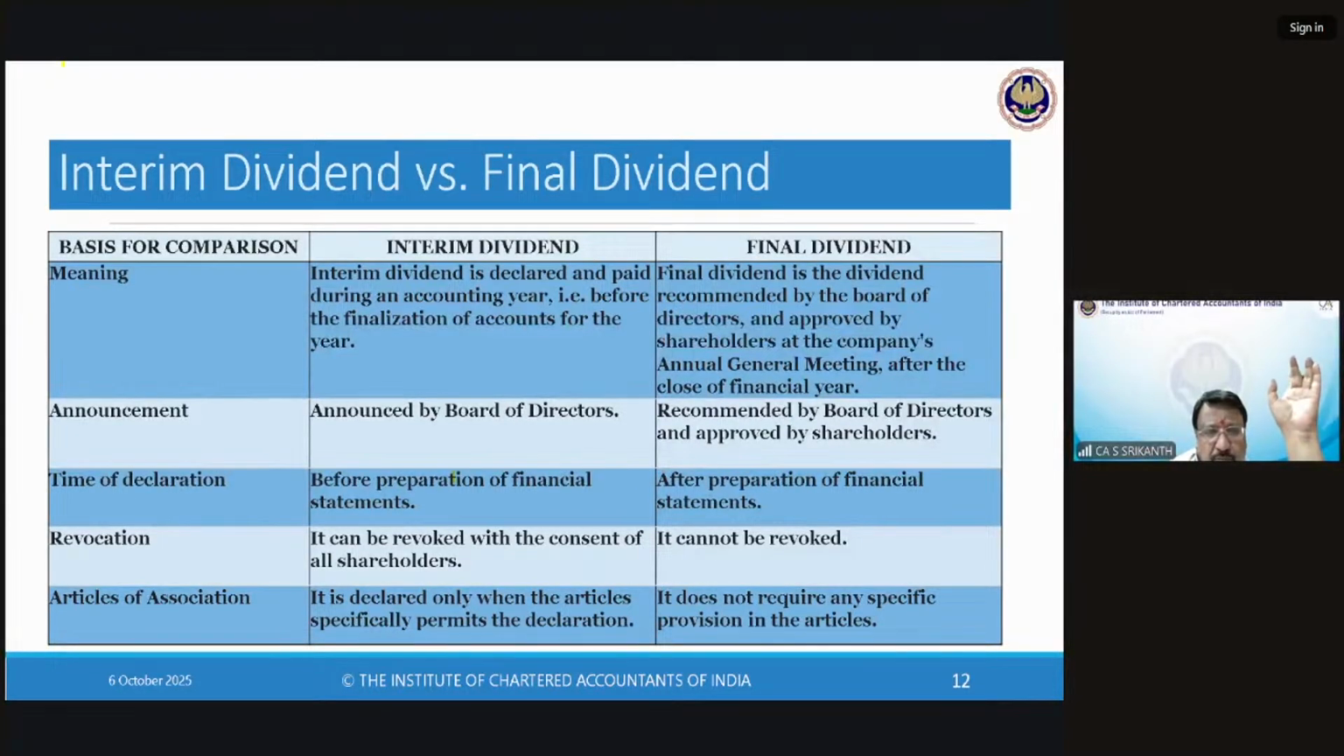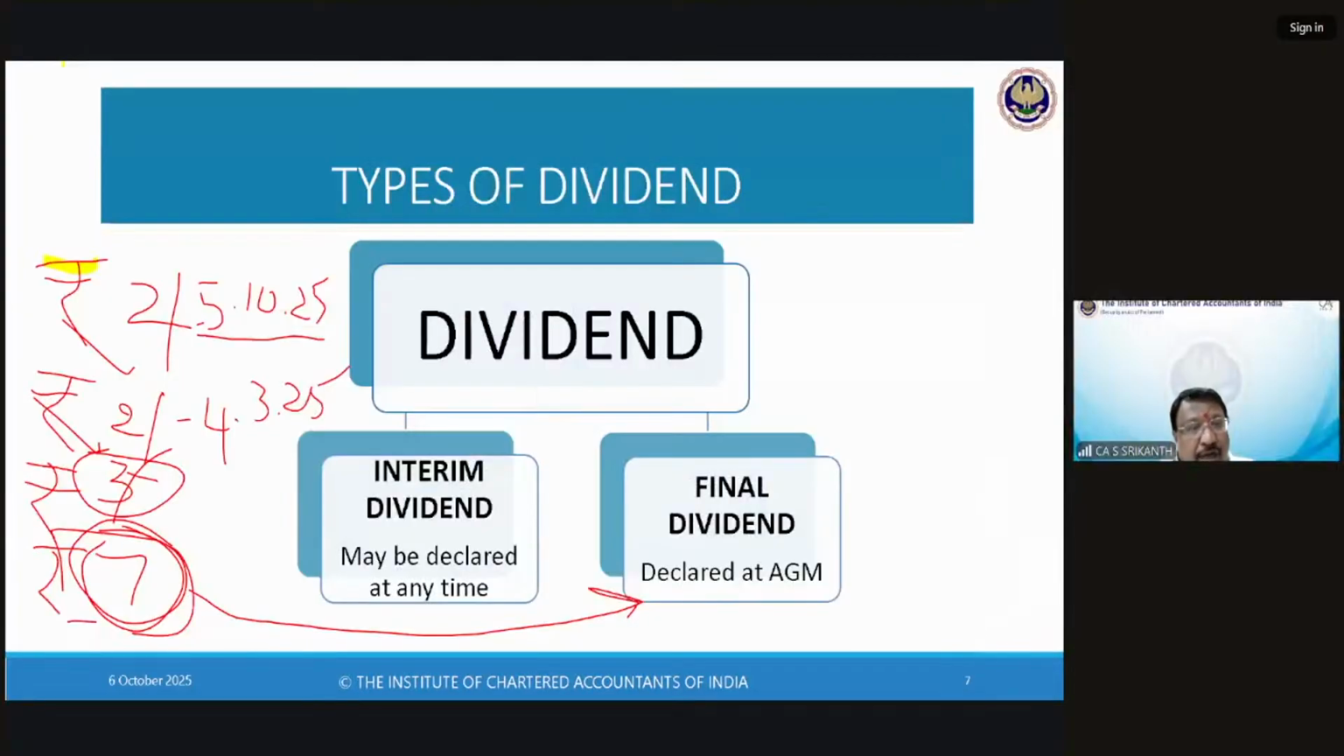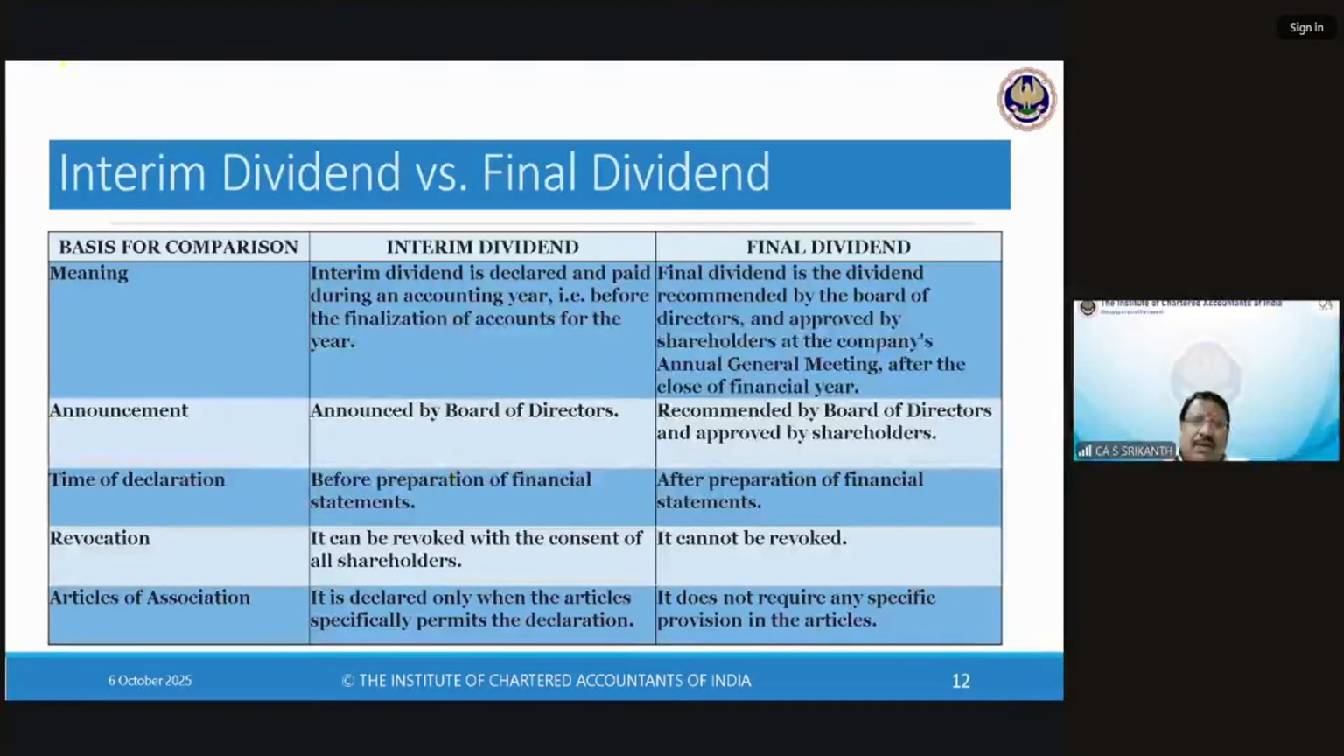But final dividend is only done at the AGM. It is recommended by the board of directors and approved by the shareholders. And a very important point: when I announce the final dividend, it will include the interim dividend also. If you want to understand this better, the best thing is you take the MRF annual report or TCS annual report. I think they all declare interim dividend.